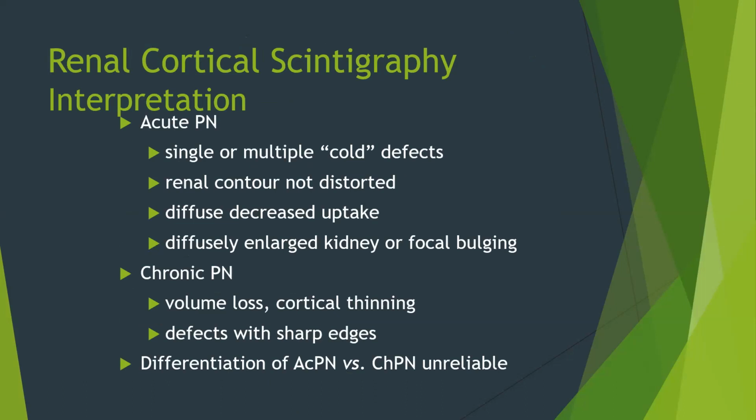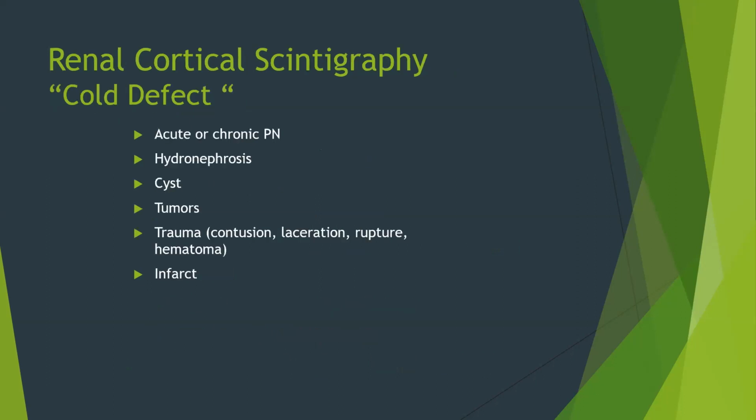In acute pyelonephritis, we see single or multiple cold defects, photopenic defects, but the renal contour is not distorted. We see diffusely decreased uptake. We can see a diffusely enlarged kidney or focal bulging. But in chronic pyelonephritis, we see volume loss, cortical thinning, and defects which are typically wedge-shaped with sharp edges. So the differentiation of acute pyelonephritis versus chronic pyelonephritis can become unreliable.